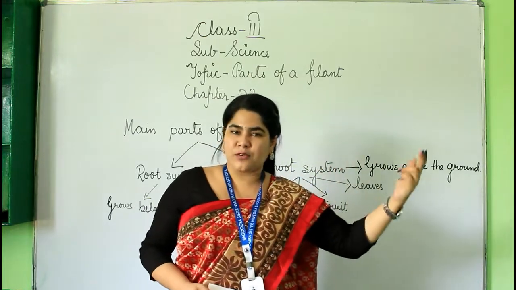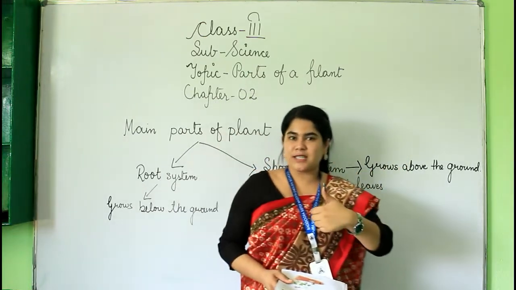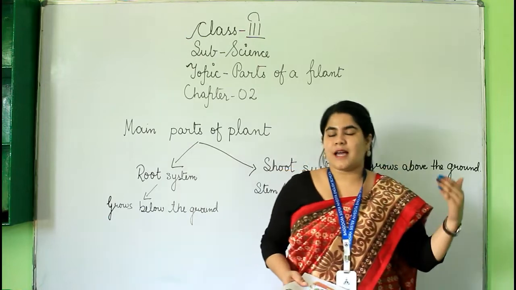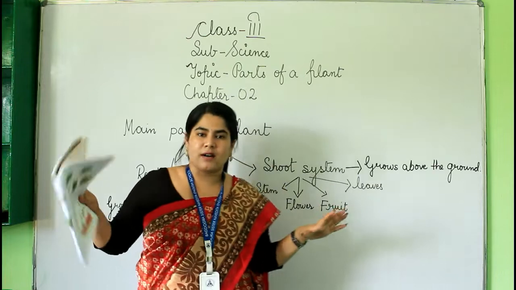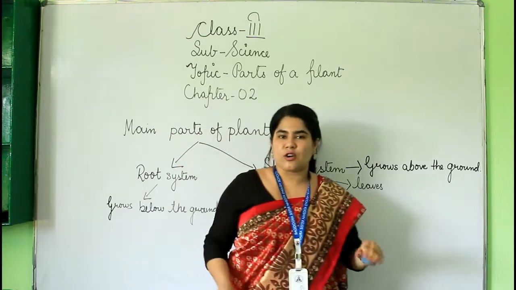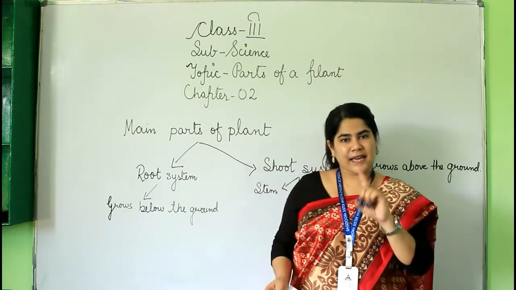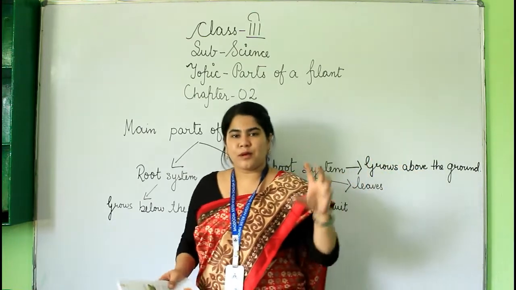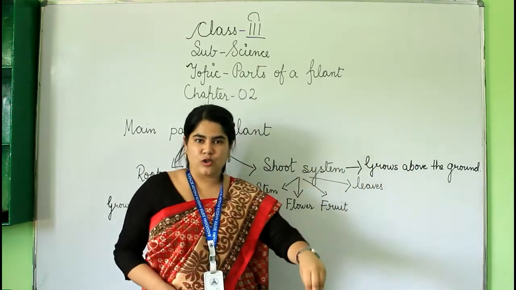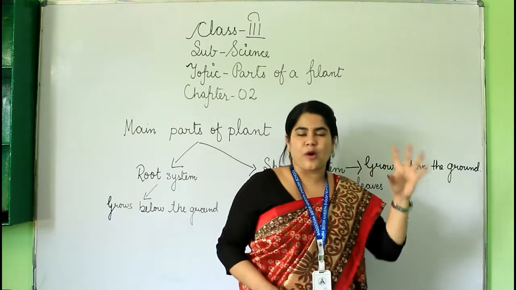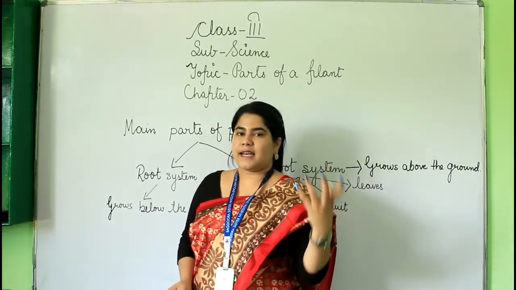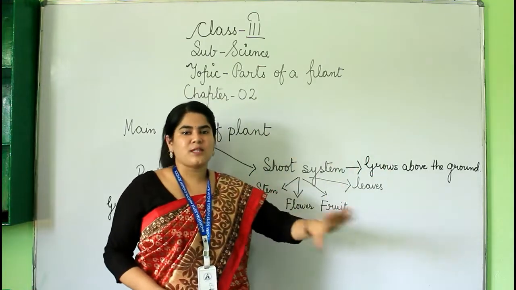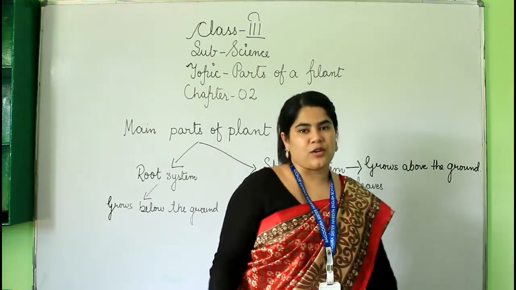I have also explained in the previous chapter what photosynthesis is: the process by which plants prepare their own food with the help of air, sunlight and water. This process is called photosynthesis. And the second one is, when we bury a seed inside the soil, and it gets a proper amount of nutrients, air, sunlight and water, it grows into a new plant, and this process is called germination.